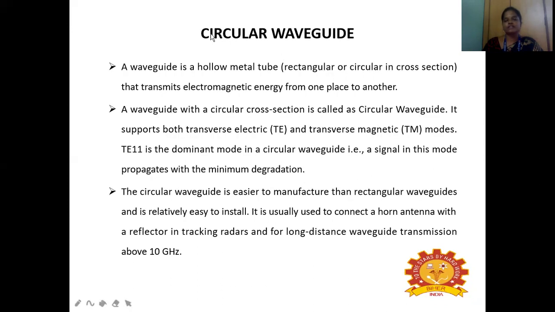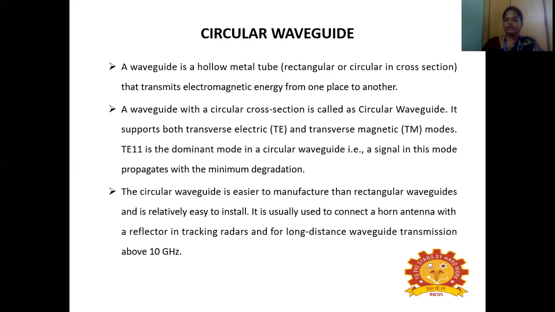So next we will discuss the circular waveguide. This circular waveguide is a hollow metallic tube which transmits electromagnetic energy from one place to another. A waveguide with a circular cross section is called a circular waveguide. This waveguide supports both transverse electric and magnetic modes. Here TE11 is the dominant mode in a circular waveguide. That is, a signal in this mode propagates with minimum degradation.